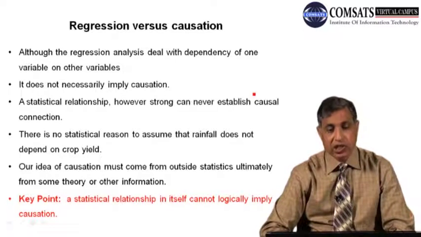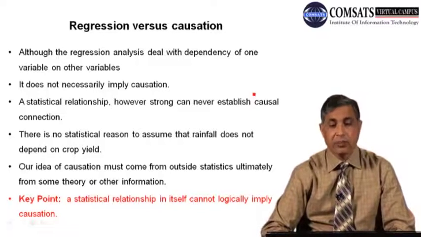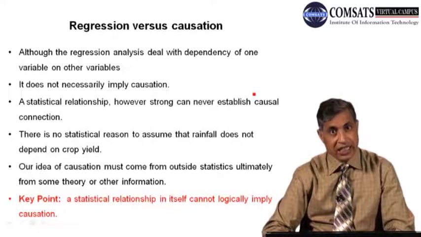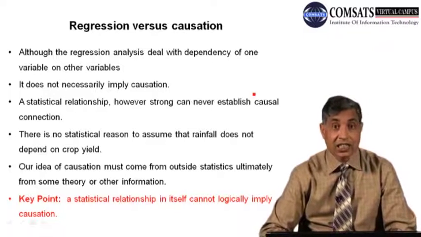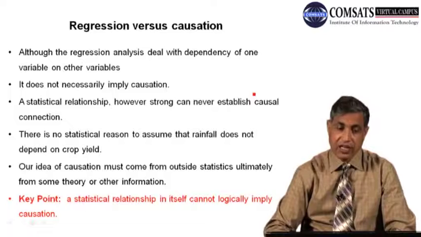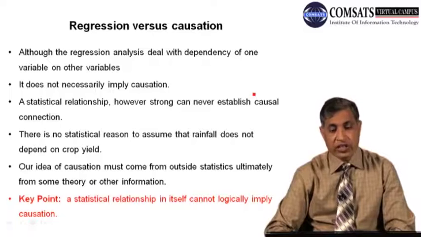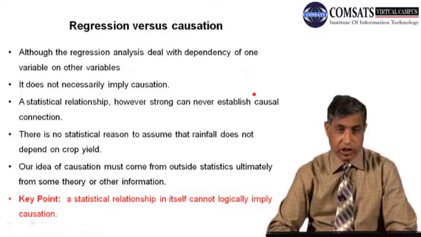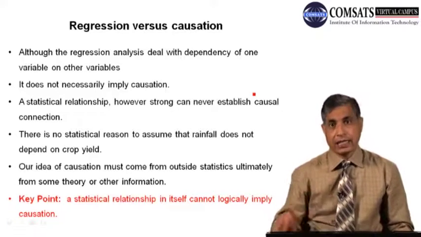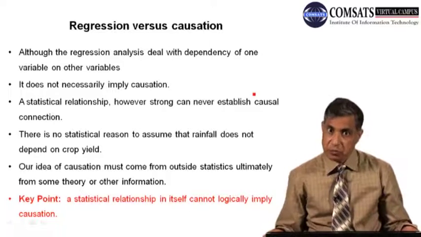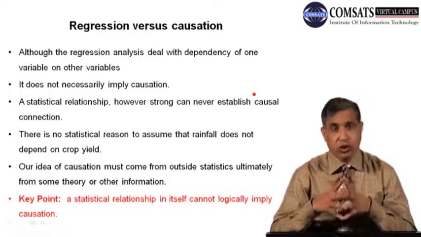Although regression analysis deals with the dependency of one variable on the other, it does not necessarily imply causation. Although we can say that one variable depends on the other, we can't say that there is also causality. I will give the example. A statistical relationship, however strong, can never establish a causation relationship. No matter how strong the statistical relation is, we cannot say that there is causality between the variables. There is no statistical reason.